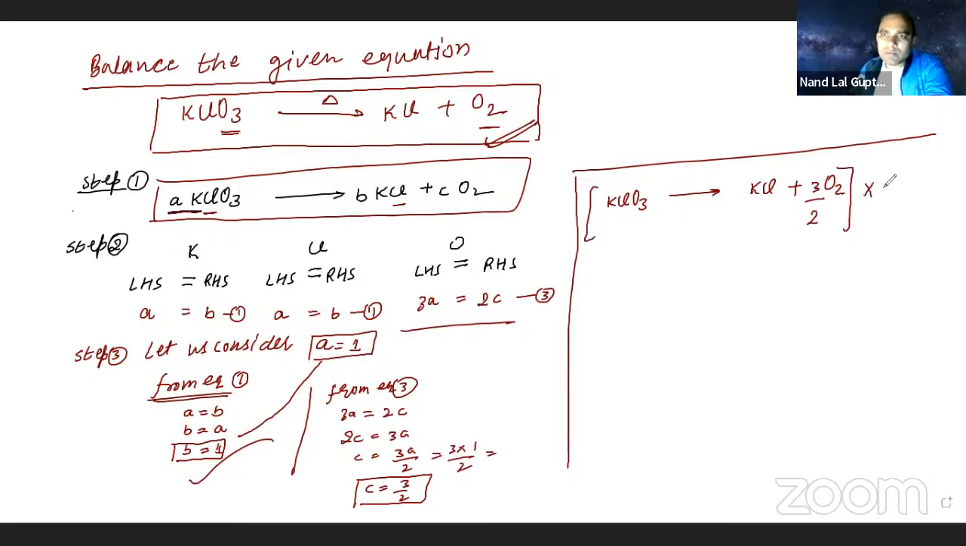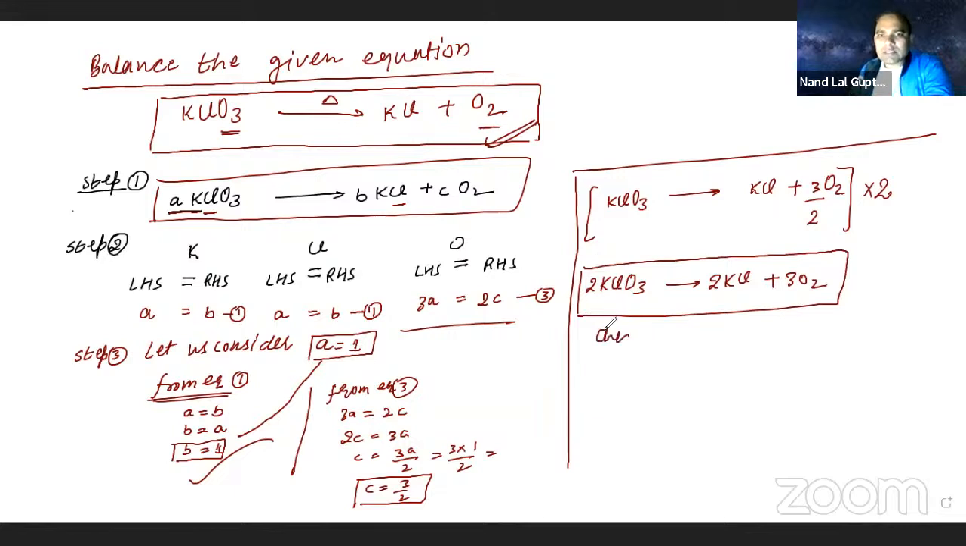So what you can do, you can multiply by 2. After multiplying, you can write, student, 2 KClO3. It is going to give 2 KCl plus, if you multiply 3 by 2, it is 6 by 2, 3 O2. So this is the balanced chemical equation here. Now we are checking whether our answers are correct or not. Here it is the LHS side and this side is the RHS. Both side atoms should be equal, student.